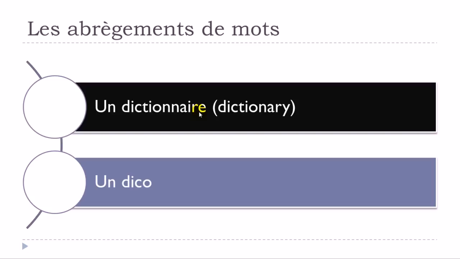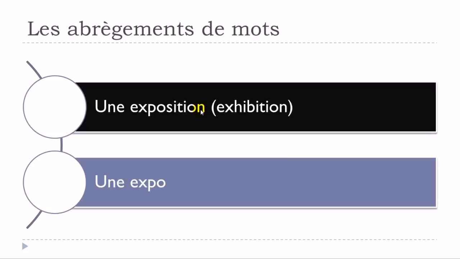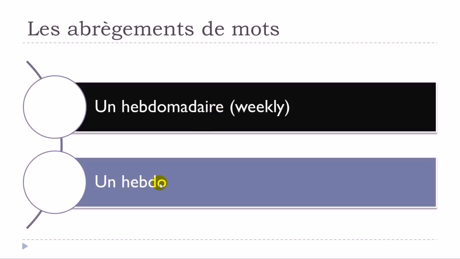Un dictionnaire will become un dico. Okay? Un dico. So one more time, un dictionnaire, un dico. Une exposition will become une expo. Un hebdomadaire, so in that case we're talking about the magazine, un hebdomadaire will become un hebdo. Okay? Un hebdo. So one more time, un hebdomadaire, un hebdo.